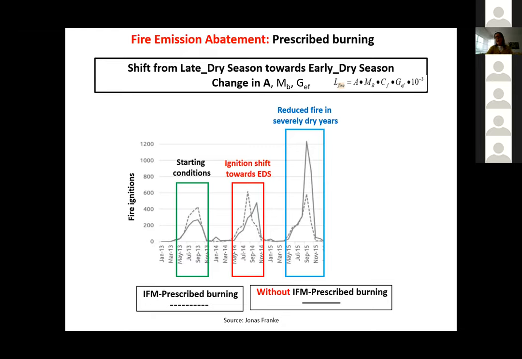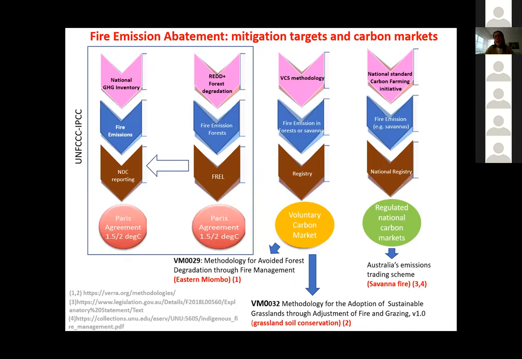Another important activity of fire management and prescribed burning is to buffer fires from very severe years. We have this fragmentation process going on in the landscape that is promoted by this prescribed burning that then reduces the risk of catastrophic fire. And these are the pathways that countries can incorporate their emission abatements through carbon offsets in different markets. The first two correspond to the UNFCCC, and the other two respond to carbon markets.